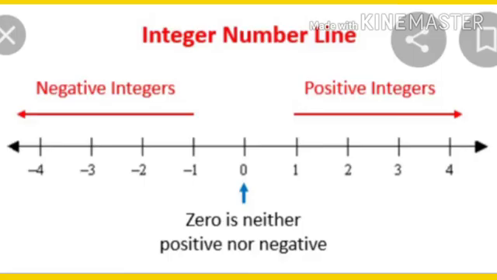Integers can be represented on the number line. Number line is the horizontal line which extends on both sides. On a number line, the positive numbers are to the right of 0 and the negative numbers are to the left of 0. Here, the values of an integer increase from left to right.